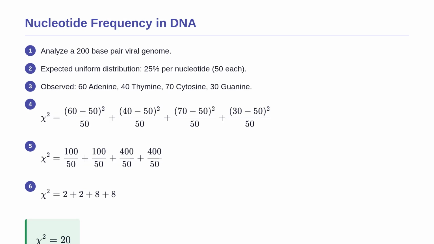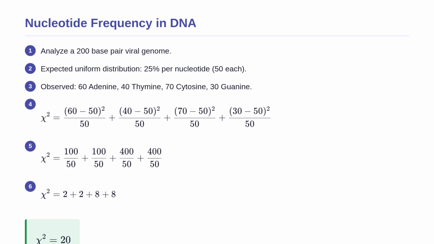Let us tackle a second example, this time from computational biology. Imagine you isolate a new viral genome that is 200 base pairs long. If the sequence is completely random, you expect all 4 nucleotides to appear equally. 25% of 200 means we expect exactly 50 of each base. But your sequencing software observes 60 adenines, 40 thymines, 70 cytosines, and 30 guanines.